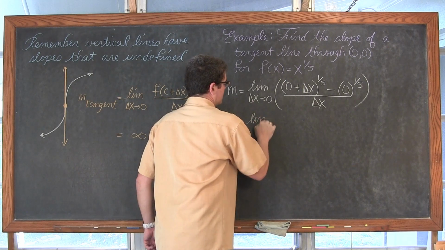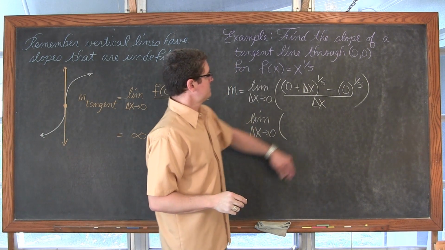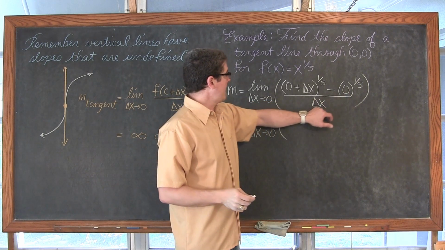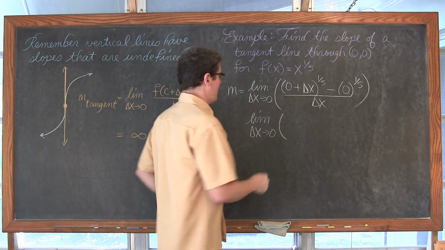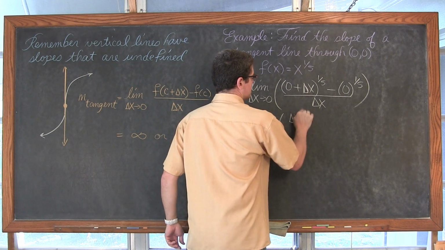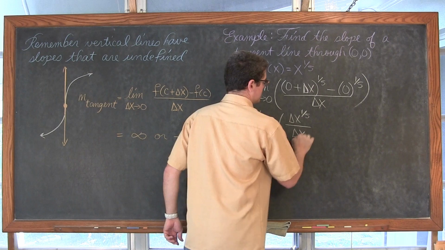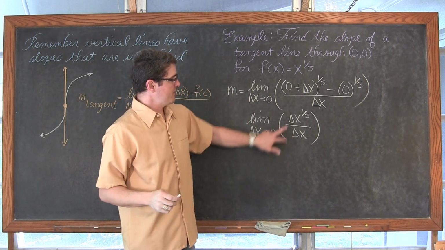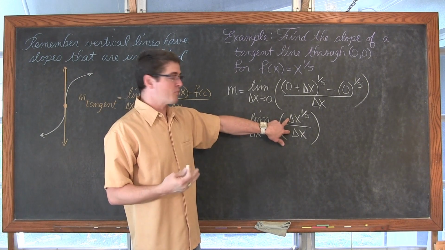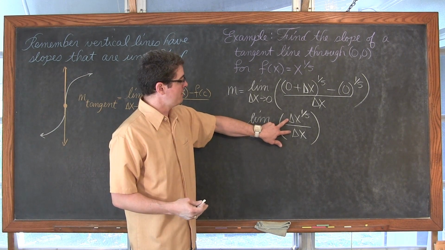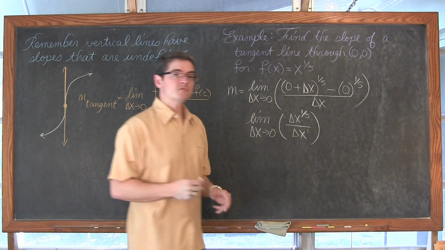Then we get the limit as delta x approaches 0 of, well, that's just 0, and 0 plus delta x is just going to be delta x to the 1/5 power. So we end up with delta x to the 1/5 power over delta x. Even though this is a bit of a different looking base than maybe you would have had in Algebra 2 Honors or Pre-Calculus, it's still a base. When you divide like bases, you take the exponents and you subtract them.